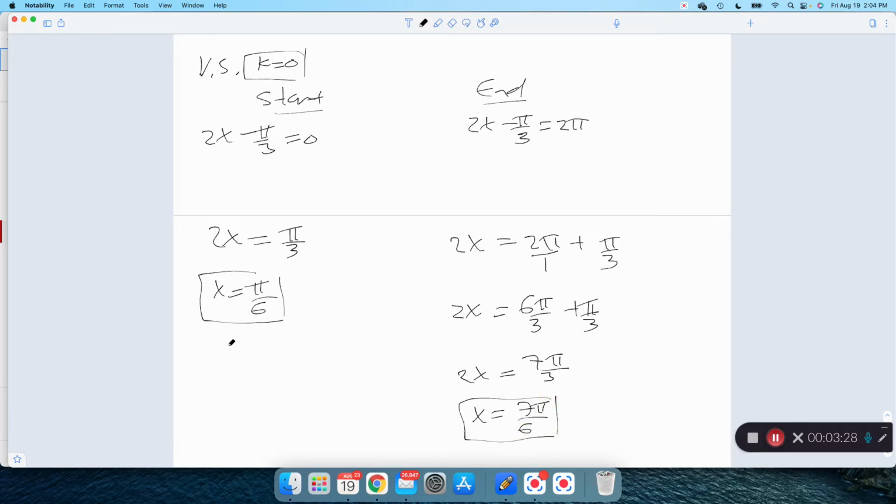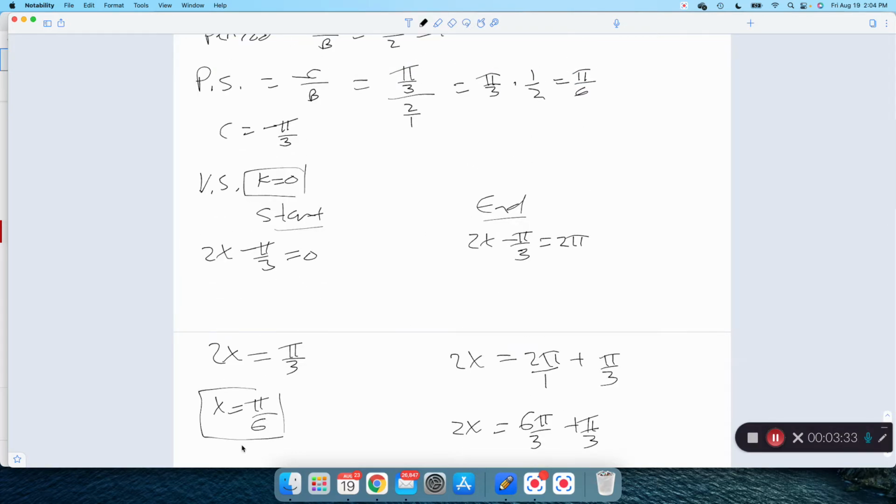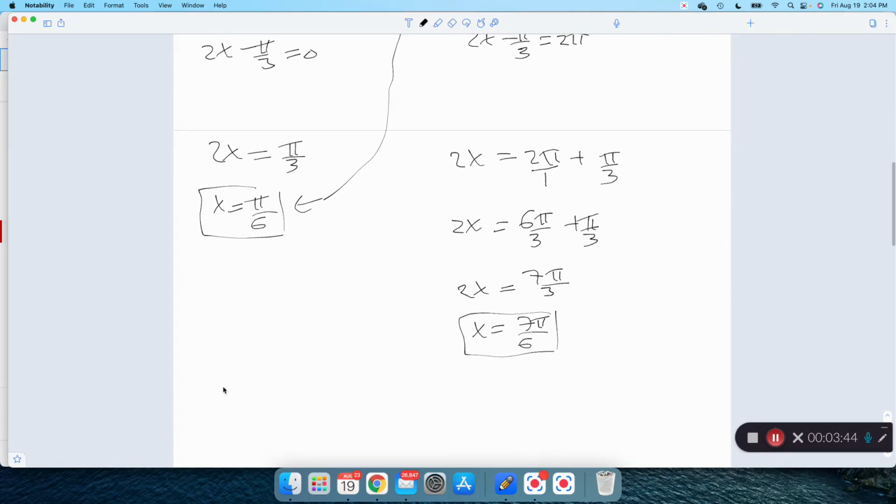Remember, your start should always equal the phase shift. Did it? Yes. Look at that. Right there. In fact, let me draw a little arrow there and go, ooh, yep. That's your first check. Your second check is end minus start should always equal the period.